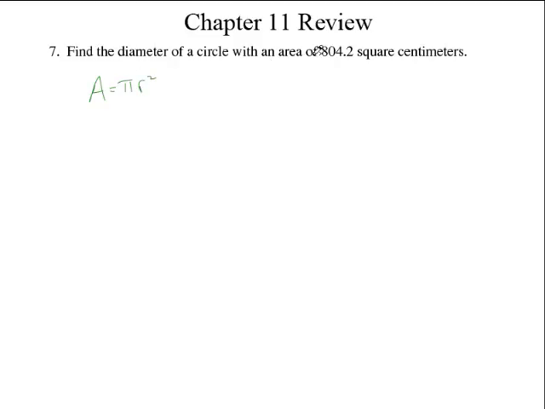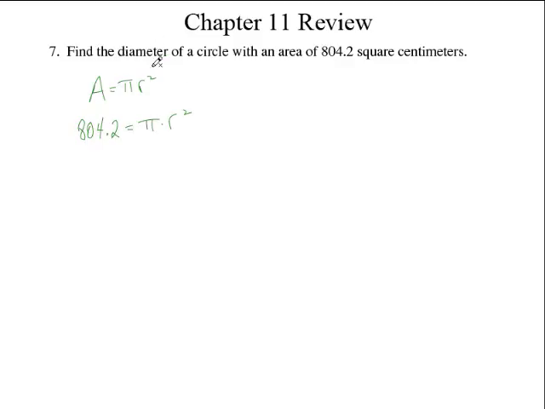And what do they ask for? They tell you the area, don't they? It's 804.2. So let's put that in that spot right there for the area. Equals pi, I'm just going to write it as pi, times the radius squared. In fact, I can just put r squared right here. I'm fine with that.